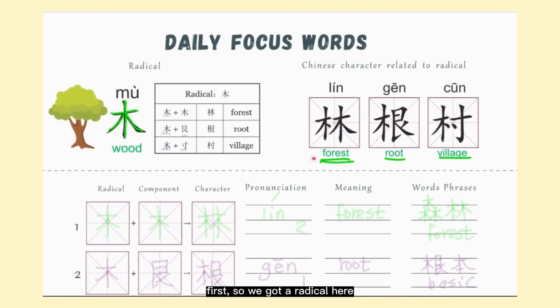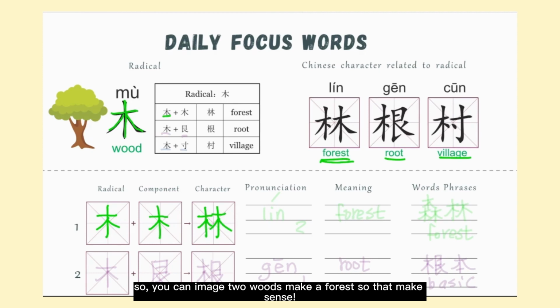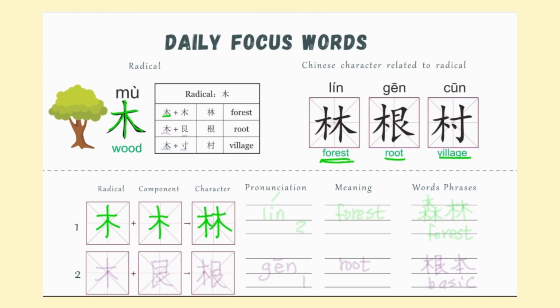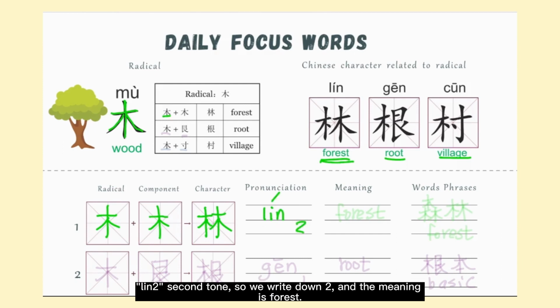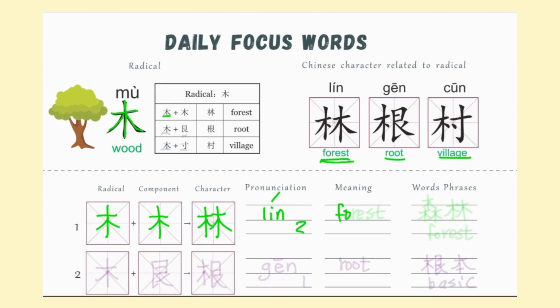So we got a radical here. And the component mu. Combine them together, it became this thing. So you can imagine 2 words make a forest. So let's make sense. So this thing, let's write down the pronunciation. Lin is second tone, so we write down 2. And the meaning is forest. So we got phrases. 森林. Forest as well.